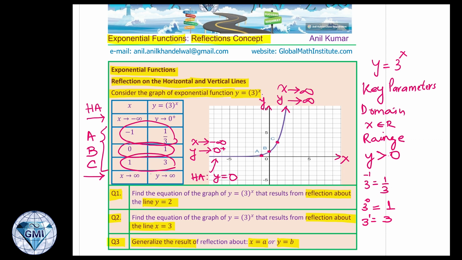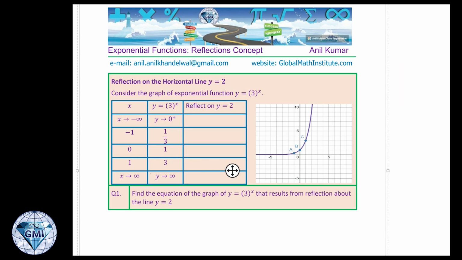Now let us see how do we find the equation of the transformed function which is reflected on a horizontal or vertical line. So the very first one is related to y equals 2. The question here is reflection on the horizontal line y equals 2. So the remainder of the question is, find the equation of the graph of y equals 3 to the power of x that results from the reflection about the line y equals 2.